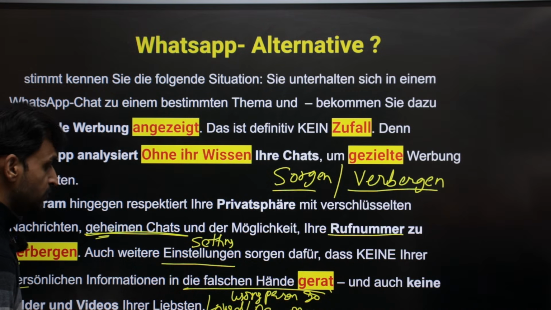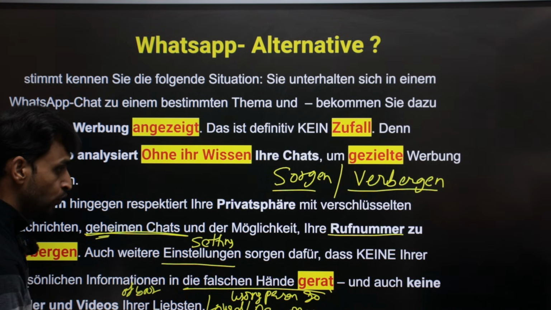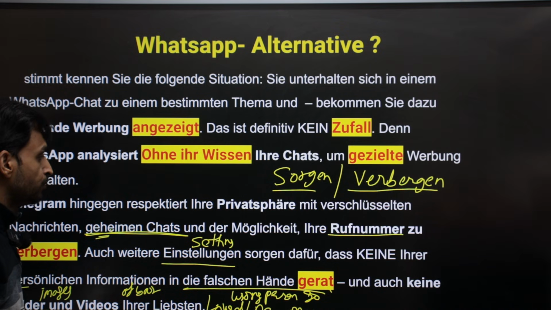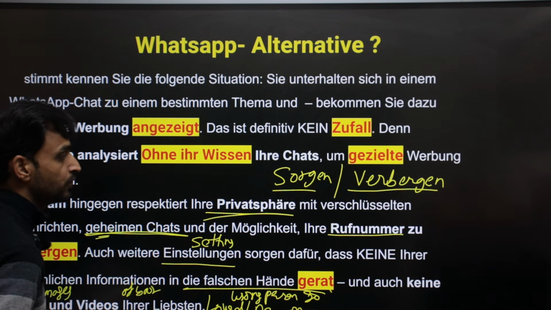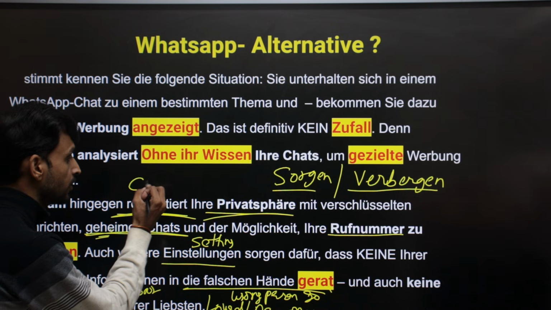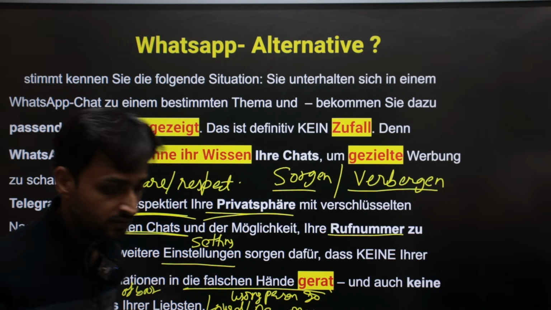Videos ihrer Liebsten. This is genitive. Video ihrer Liebsten, video of your dear ones, your family members, your friends. Keine Videos, keine Bilder, no images. On WhatsApp, on Telegram, you share videos, you share pictures. So this will not go to the wrong hands, to the wrong person. This is encrypted, this is encoded, this is safe here. Your private area, your private sphere, your private life is respected. They respect, they care, they respect your personal details.